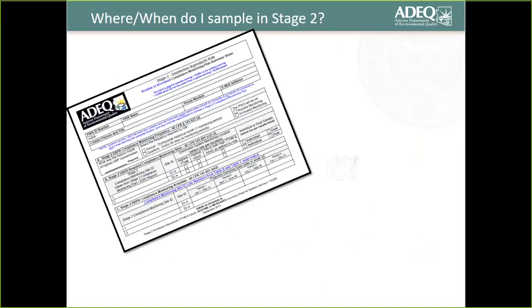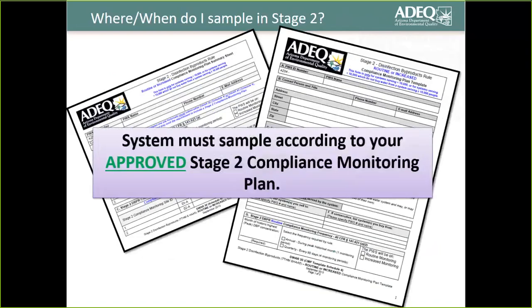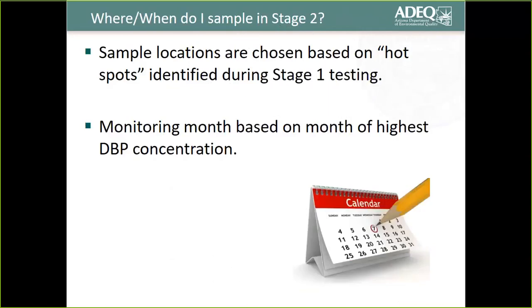So when and where do you sample? Basically, systems are required to sample according to an approved Stage 2 compliance monitoring plan. This plan is a little bit different than the other ones because you have to have an approved plan to sample.